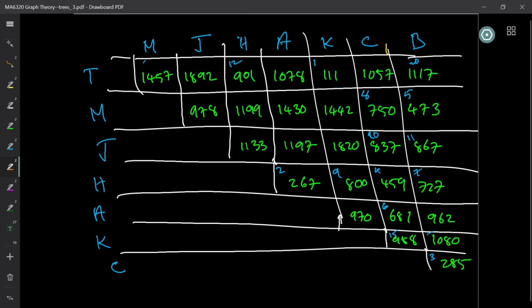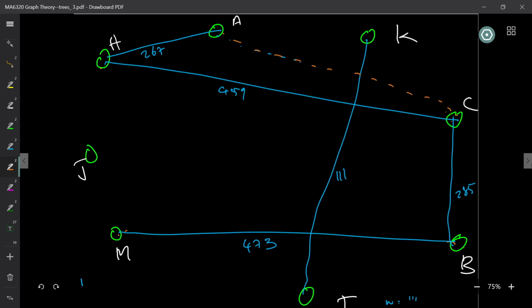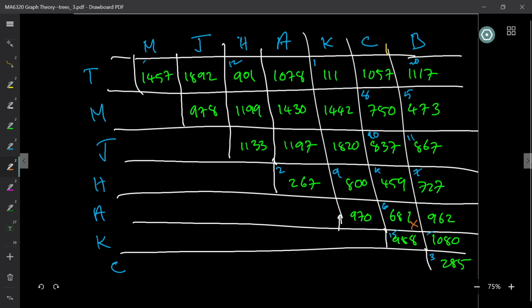What is the next one? So this is discarded. Not this one, right? The sixth one. Yeah, this one is discarded. Then I go to 7, which is 727, which is H and B. So H and B again I cannot add because it's also going to create a cycle. So I discard that also. So 7 is discarded. Then comes 8.